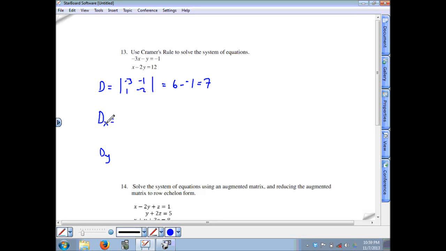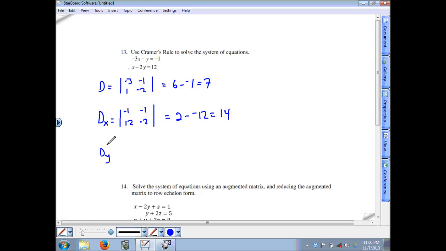Now D sub x, the subscript says we're going to take out the coefficients of the variable x that were there, and the reason we're choosing x is because it says D sub x. You replace those with these coefficients, negative 1 and 12, so the matrix becomes negative 1 and 12, and then it has the same y coefficient, negative 1, negative 2. Now to find that determinant, A times D is 2 minus 12 times negative 1 is negative 12. 2 minus negative 12 is 14.